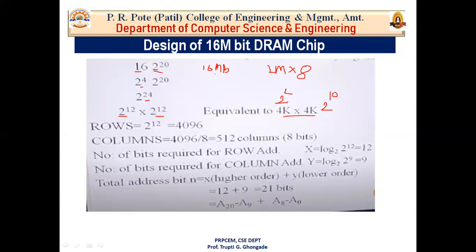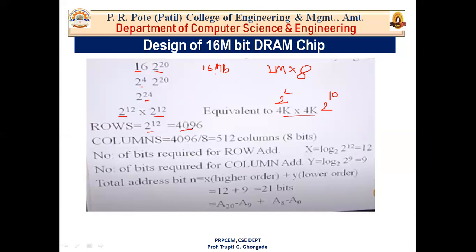So 2 to the power 12 by 2 to the power 12 is equivalent to 4k by 4k. Now how many rows are there? There are 2 to the power 12 rows. That is 4096 rows. Now, how many columns are there?